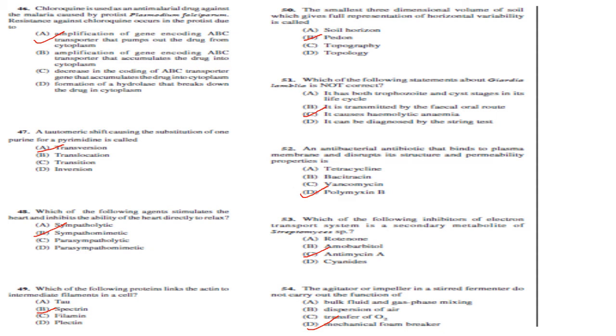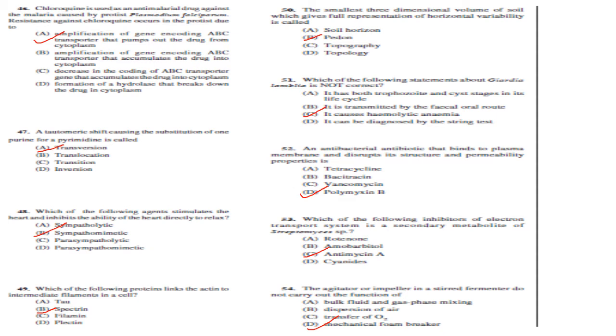Then next one. A tautomeric shift causing the substitution of one purine for a pyrimidine is called. So the version has changed. That is, purine has become pyrimidine. So it is transversion. Answer is option A. If it is transition, then purine will change to another purine, or pyrimidine will change to another pyrimidine. That is transition. Here version itself has changed. That is, purine has changed to pyrimidine. So you can remember it like that. Version change, transversion.